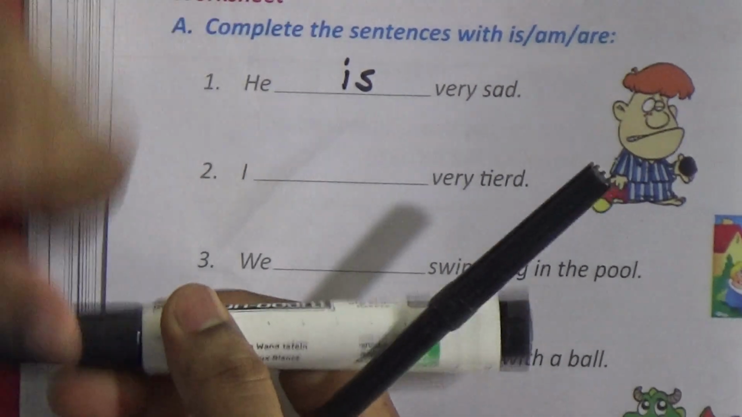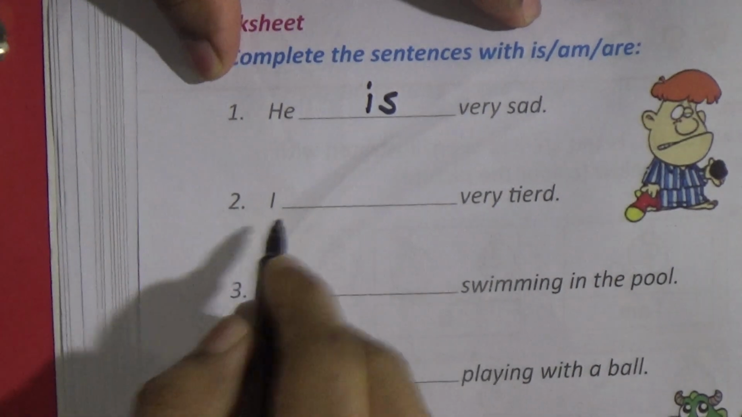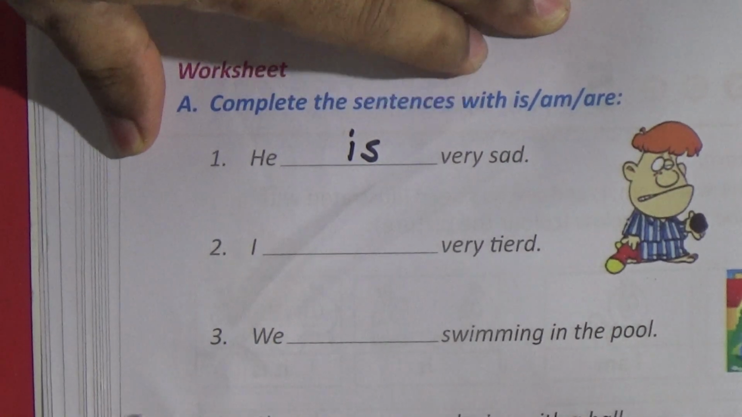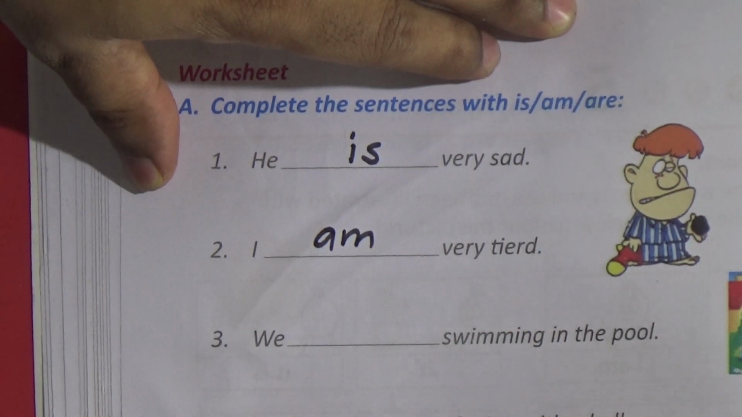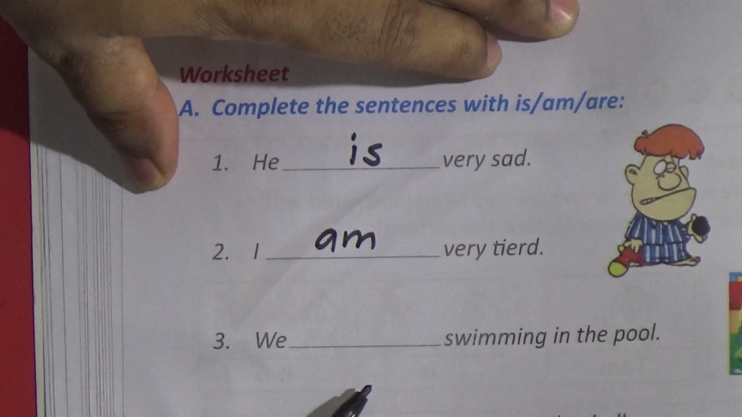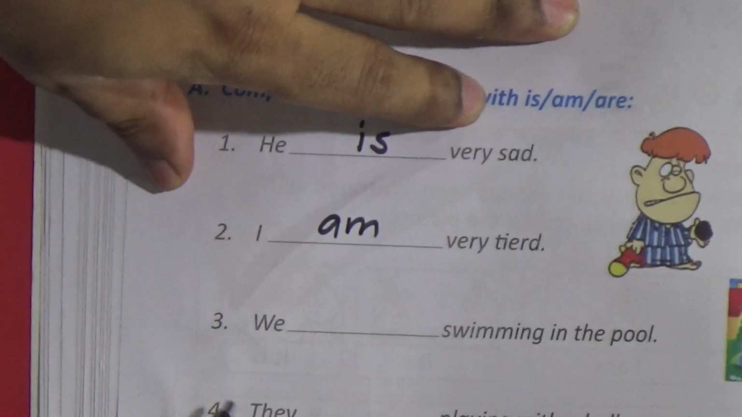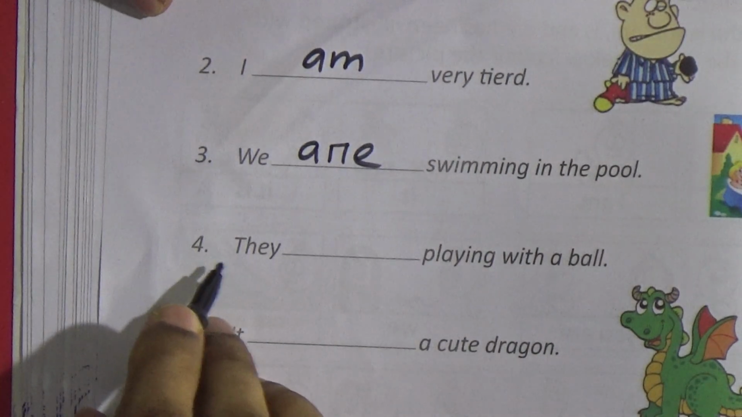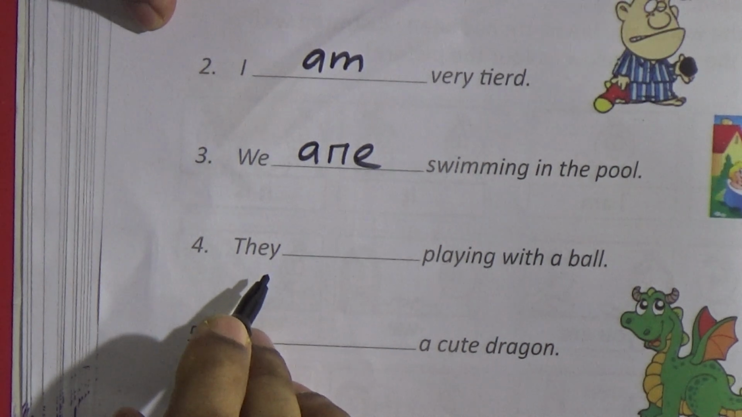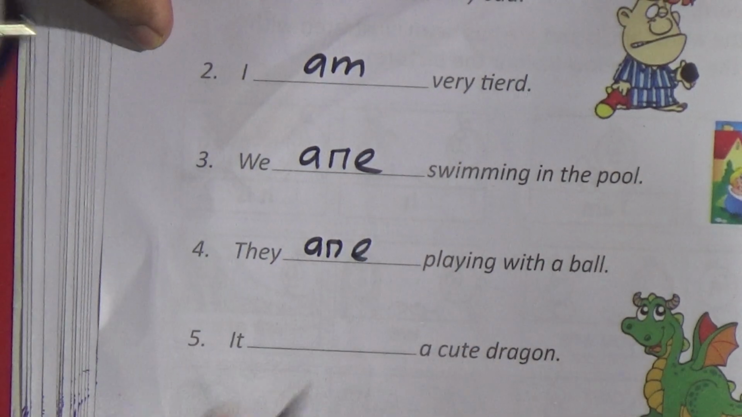Let me correct the thing. This will be number 1. So after he, we have to put is. Number 2, I dash very tired. So after I, we have to put always am. Number 3, we dash swimming in the pool. So we, you, they, when the subject is plural, we have to put are. So after we, we have to put are. Number 4, they dash playing with the ball. So our answer will be they are, because after we, you, they, we put are.